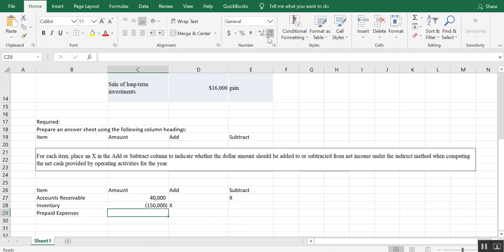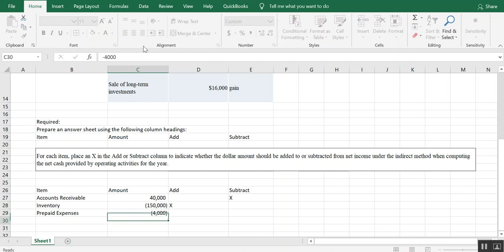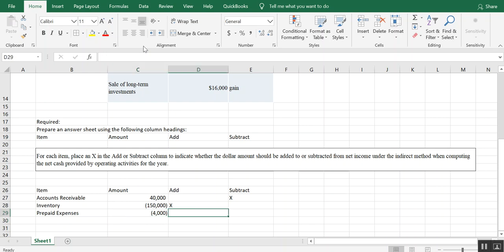And the amount for these were $4,000. And we had a decrease there. So I'm going to do that just like I did the 150,000. I'll do 4,000. So we have a $4,000 decrease in prepaid expenses. Because we're going to add that to the operating section in the statement of cash flows. Okay.